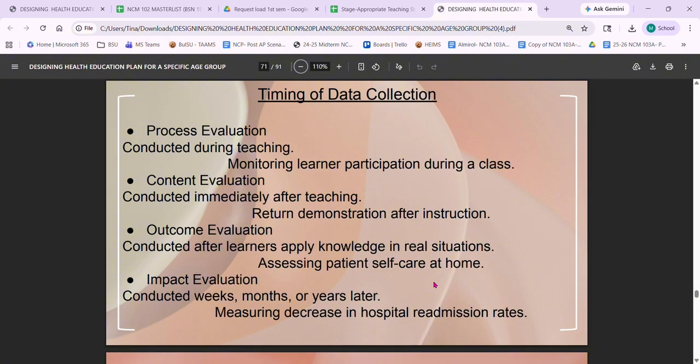Now, in terms of the timing, okay, of data collection, so sa process evaluation conducted during the teaching, okay, monitoring learning participation during class, content evaluation conducted immediately after teaching, just like what we mentioned, outcome conducted after learners apply knowledge in real life situation, and impact conducted weeks, months, or years later, measuring decrease in hospital readmission rate. So, yun yung timing ng data collection mo.